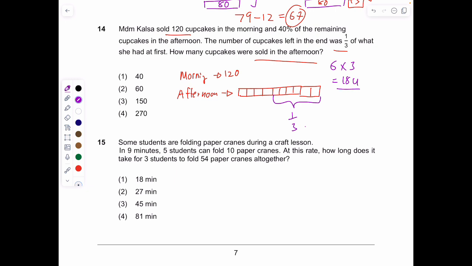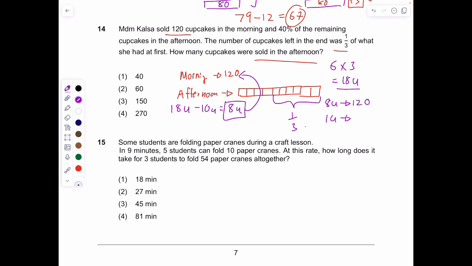So granted that she had 18 units in full, we can take 18 units, subtract away these 6 units over here, and these 4 units over here. So that leaves us with 8 units. So these 8 units actually are what she sold in the morning. So therefore 8U is 120.